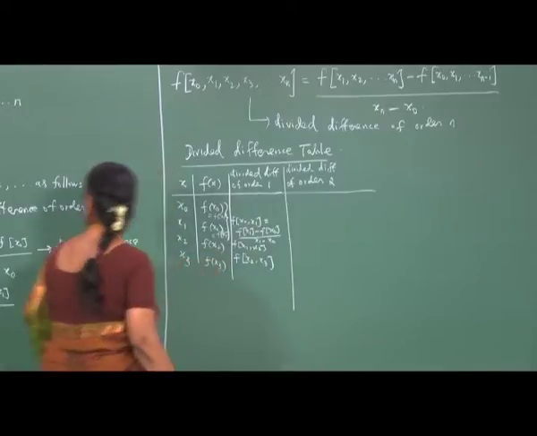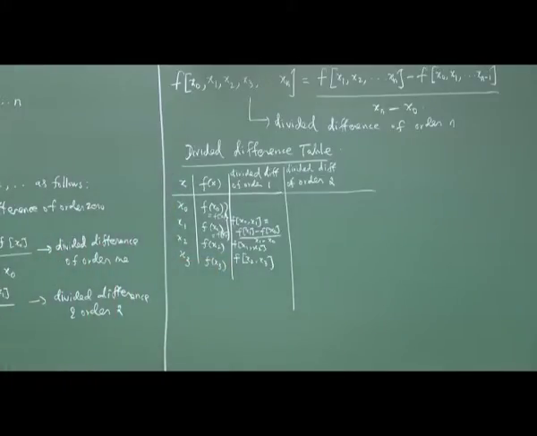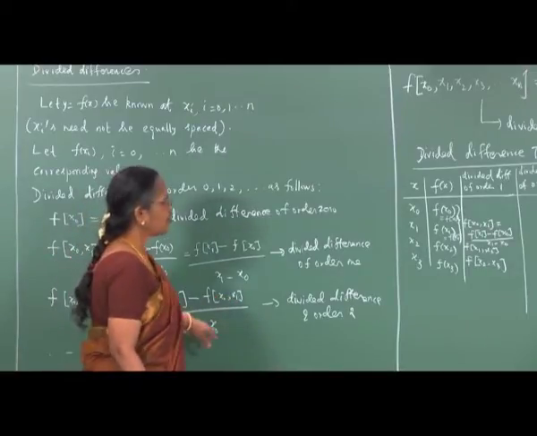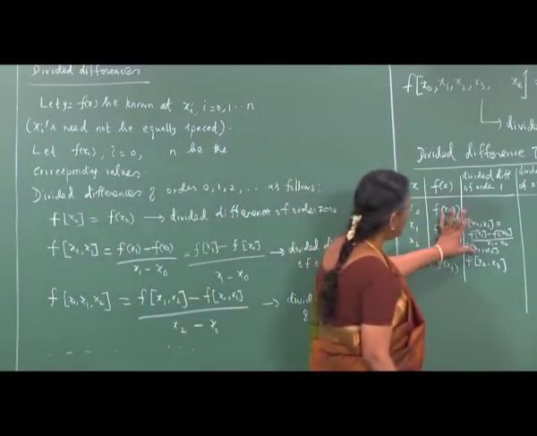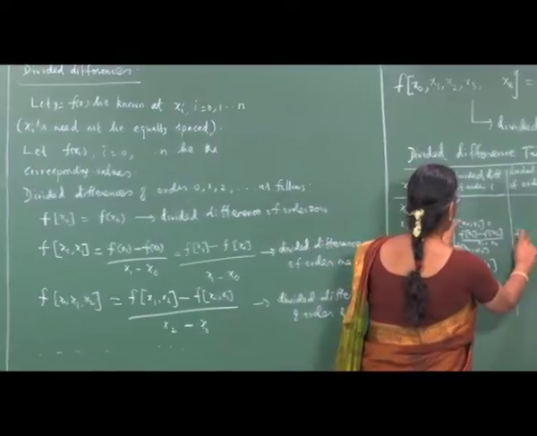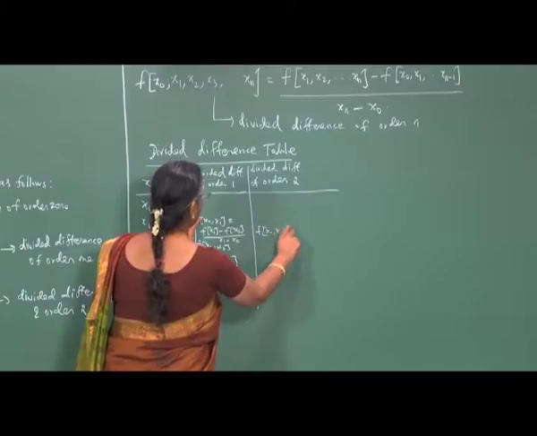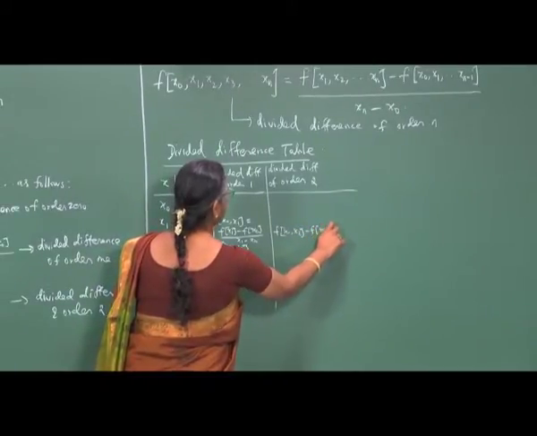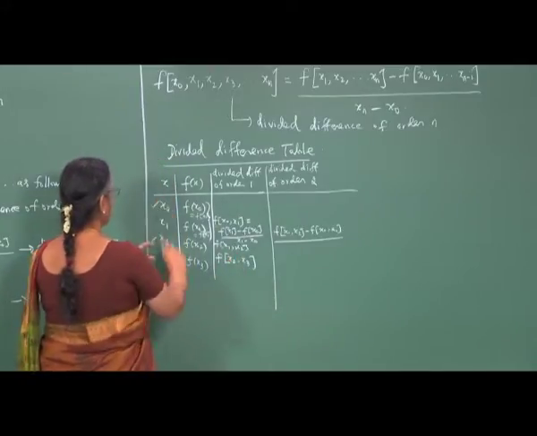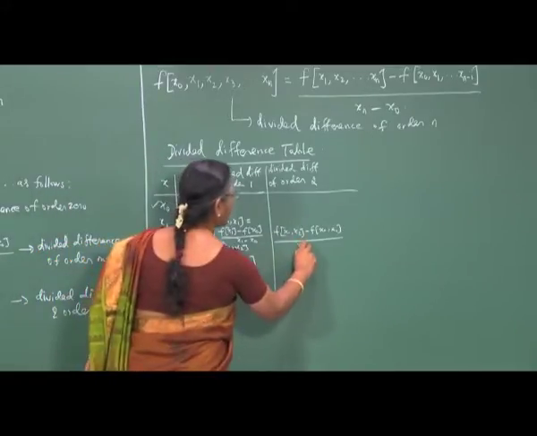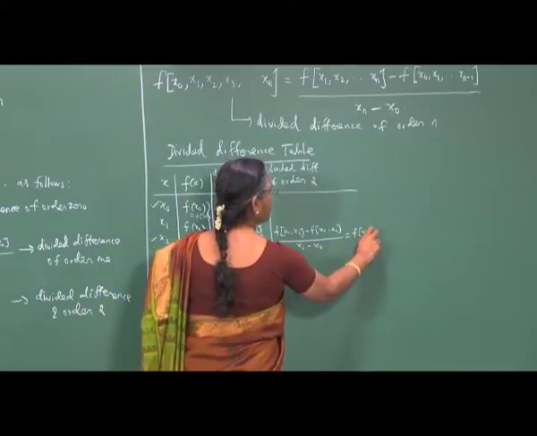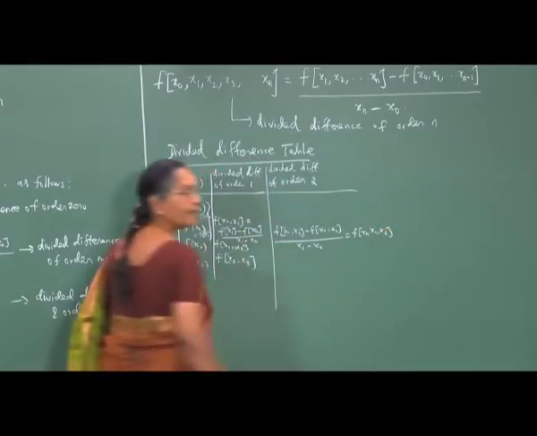So, again if you look at the definition, it is f of x1 x2 minus f of x naught x1 by x2 minus x naught. So, I have these two entries here. So, right in the middle, f of x1 x2 minus f of x naught x1 divided by, remember, it should be now x2 minus x naught, and this is what you denote by f of x naught x1 x2.